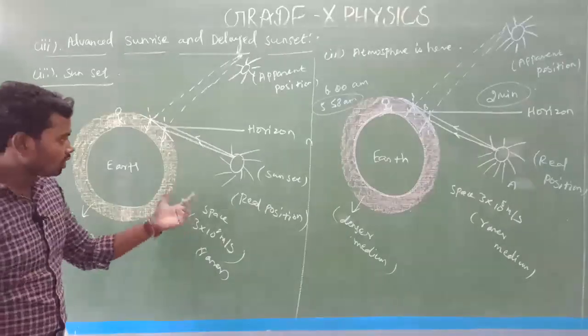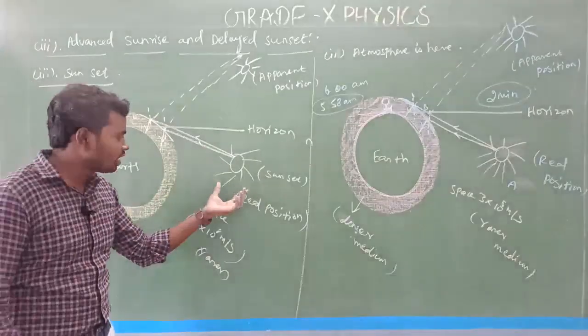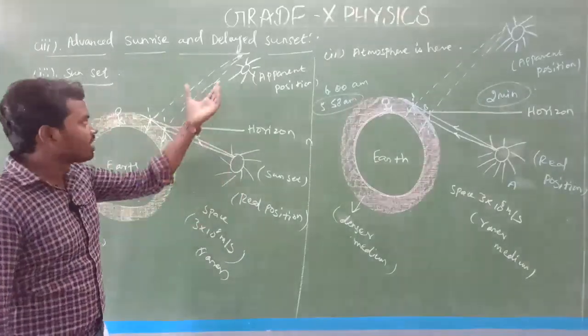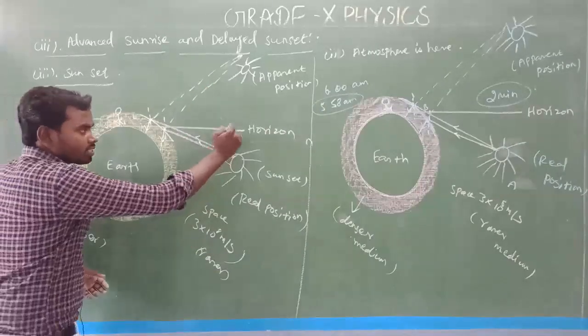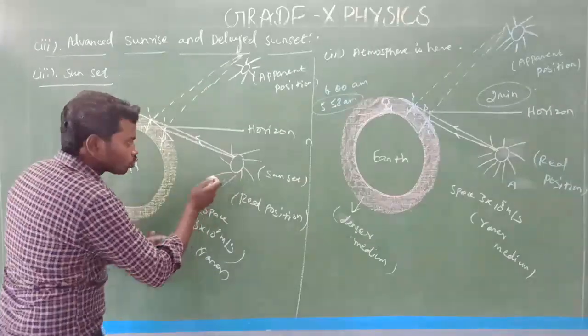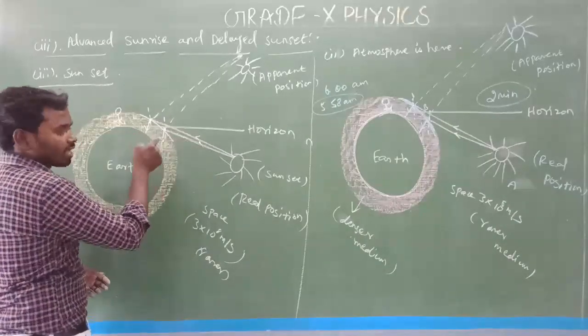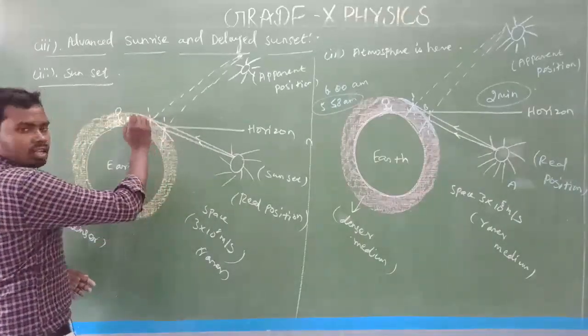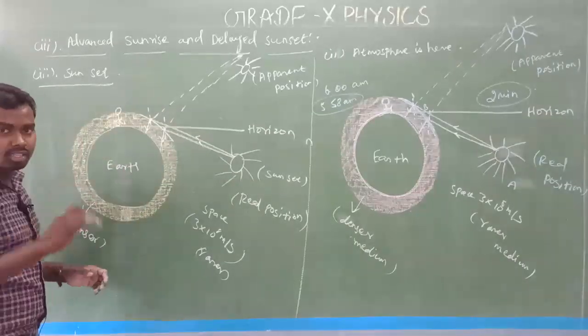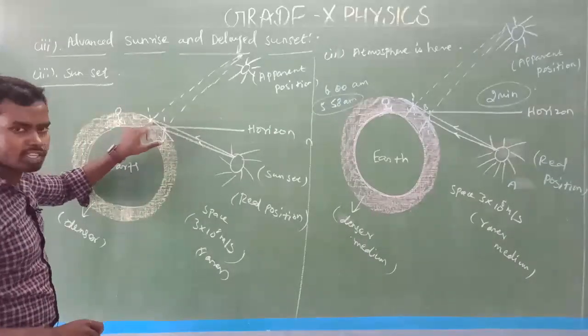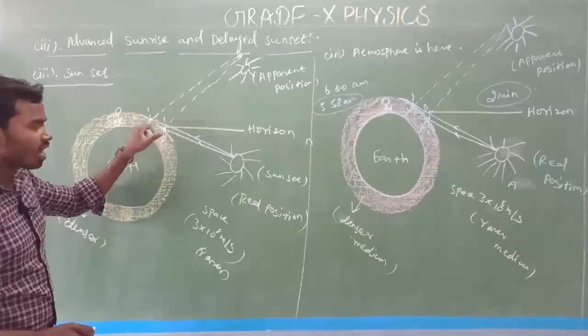Is it clear? Let's look here. This is the original real position of the sun and this is the apparent position of the sun. So the sun is below the horizon. Many light rays are coming from the sun. Just consider two rays, the first ray and the second ray. These two rays fall on the Earth's atmosphere. There is the point of incidence. Draw a normal at this point of incidence.